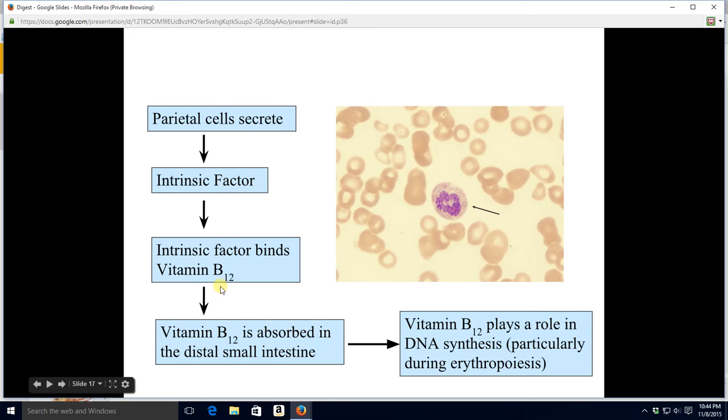Intrinsic factor binds vitamin B12, and that allows the vitamin B12 to be absorbed in the ileum, the distal small intestine. You need your vitamin B12 anytime you're doing lots of mitosis, lots of DNA synthesis, and the most mitosis you do is in the production of red blood cells, during erythropoiesis. So bottom line, if you don't have enough intrinsic factor, you don't make enough red blood cells, you get pernicious anemia, and you can die. So this is a hugely important function of the stomach.